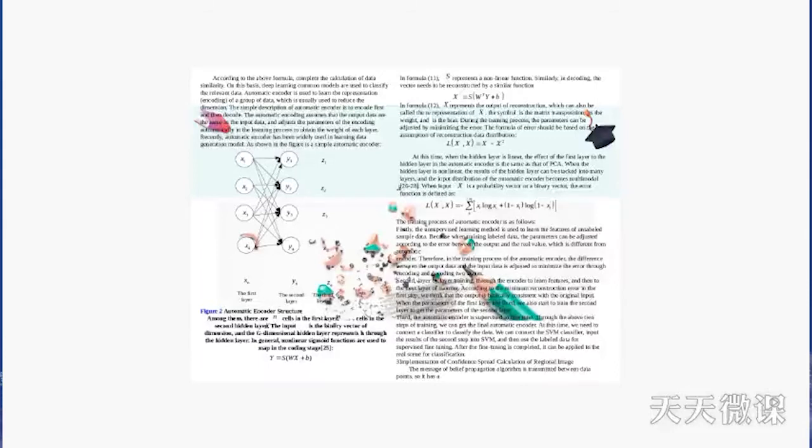Third, the automatic encoder is supervised to fine-tune. Through the above two steps of training, we can get the final automatic encoder. At this time, we need to connect a classifier to classify the data. We can connect the SVM classifier, input the results of the second step into SVM, and then use the labeled data for supervised fine-tuning. After the fine-tuning is completed, it can be applied to the real scene for classification.